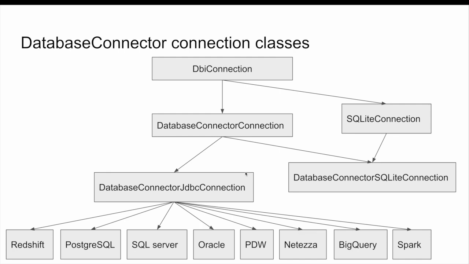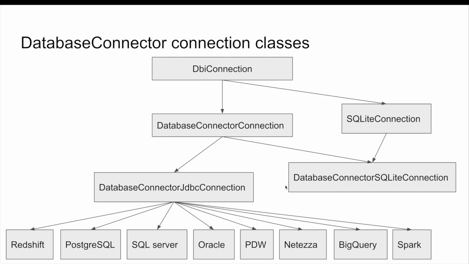So now, instead of just having one JDBC connection class, we're going to have a new subclass for each DBMS that's supported. And so we have a Redshift class, Postgres, SQL Server, Oracle, Parallel Data Warehouse, Netezza, BigQuery, and Spark. And these are all JDBC connection classes, because the database connector provides the JDBC driver to actually connect to and talk to the database.